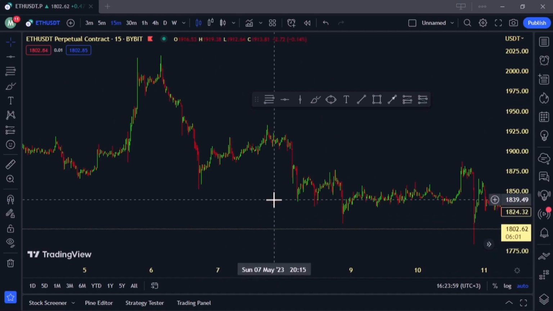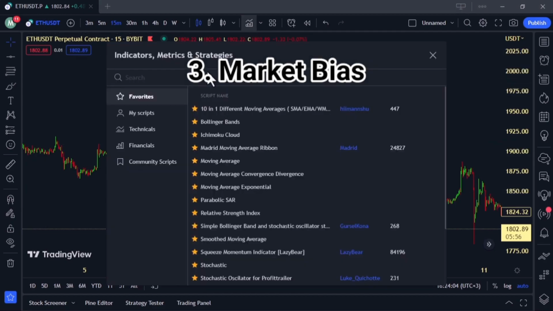Last but not least method is the so-called market bias system.